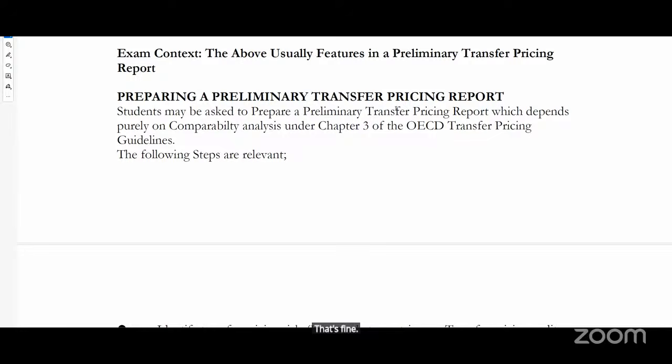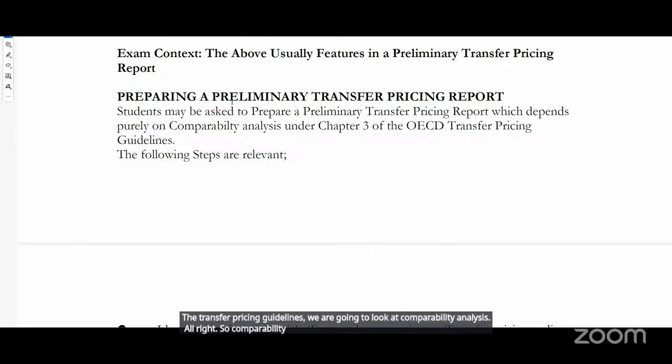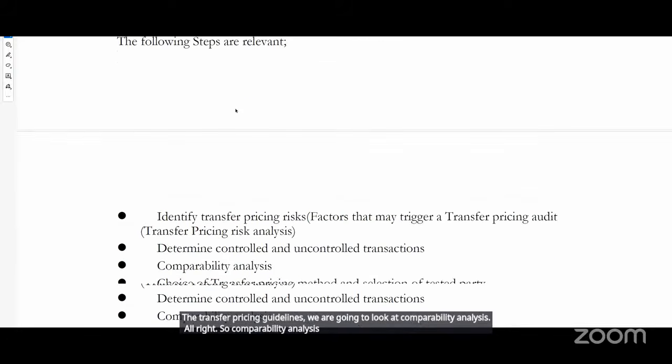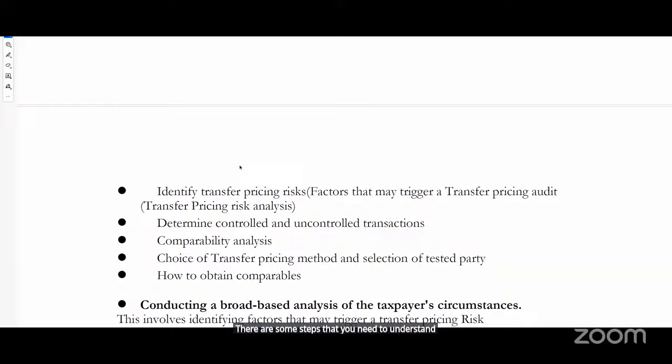Okay, so now we are finished with that. I told you we are working our way up. So we are now going to chapter 3 of the transfer pricing guidelines. We are going to look at comparability analysis. All right. So comparability analysis, there are some steps that you need to understand. Okay. And the steps that you need to go through are very, very important.